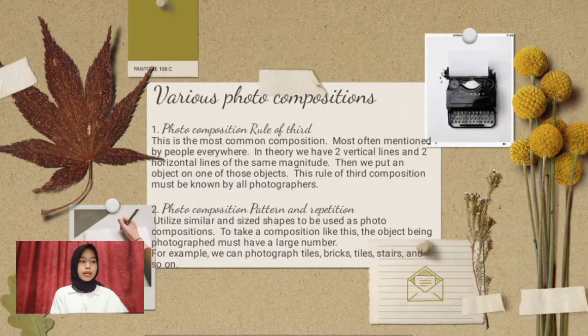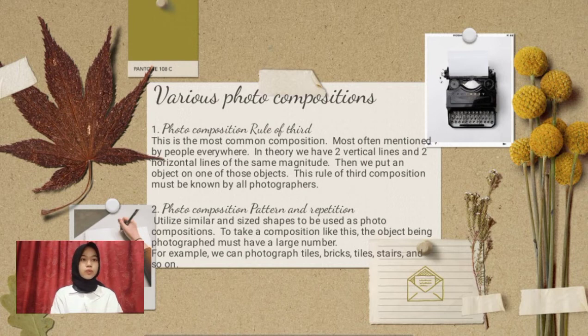Okay, next slide about various photo composition. Number 1, photo composition rule of thirds. This is the most common composition, most often mentioned by people everywhere. In theory, we have two vertical lines and two horizontal lines of the same magnitude. Then we put an object on one of those lines. This rule of thirds composition must be known by all photographers.